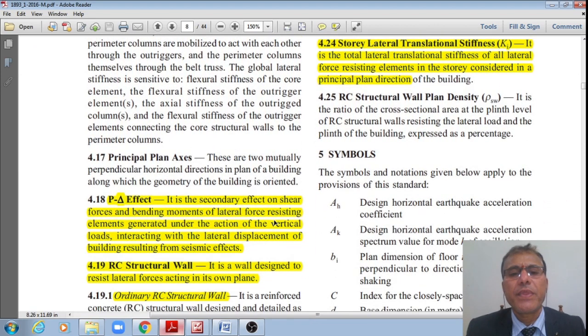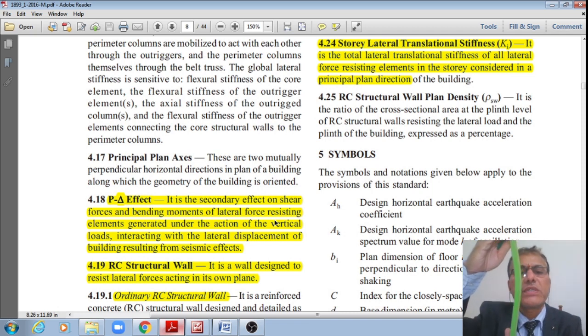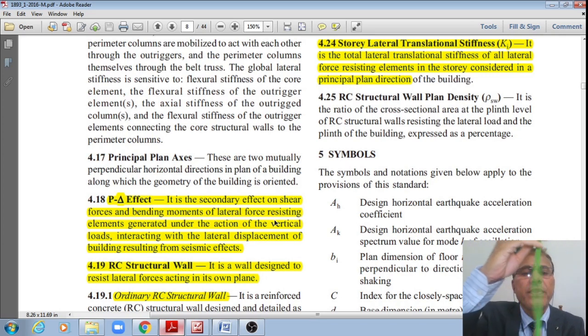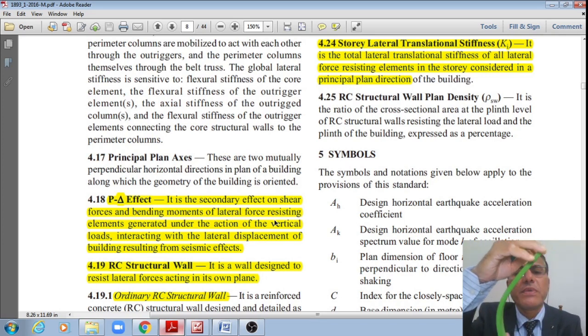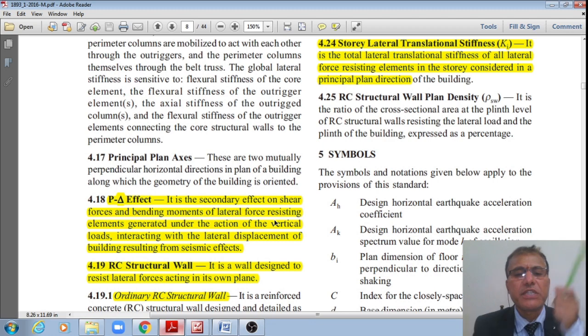Now next one is P delta effects. It is a secondary effect on the shear forces and bending moments of lateral force resisting elements generated under the action of the vertical loads interacting with the lateral displacement of the building, resulting from seismic effects, right? That is what is called P delta effects, right? These are the secondary effects due to vertical loading.